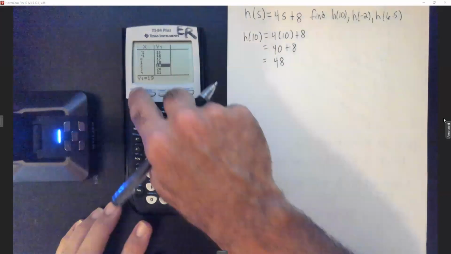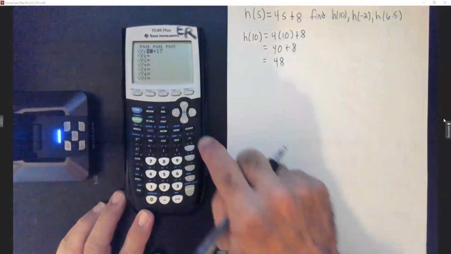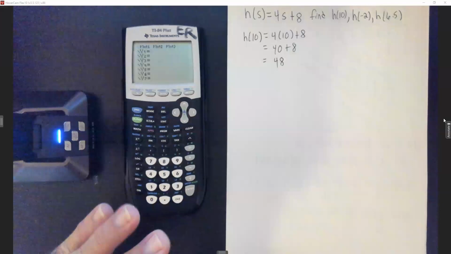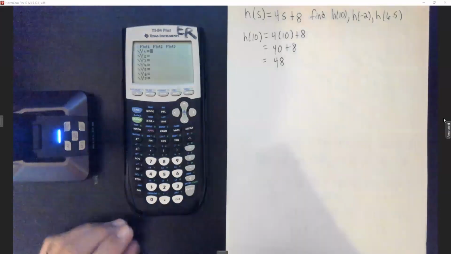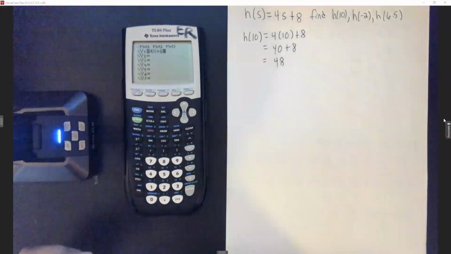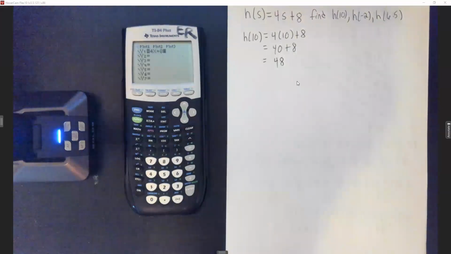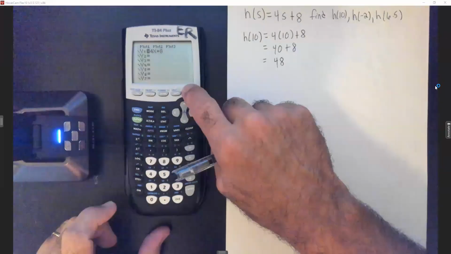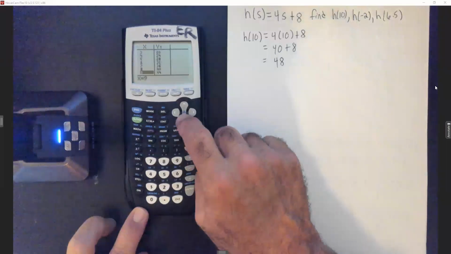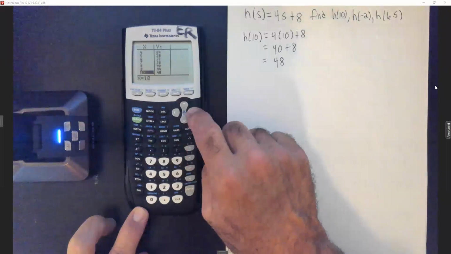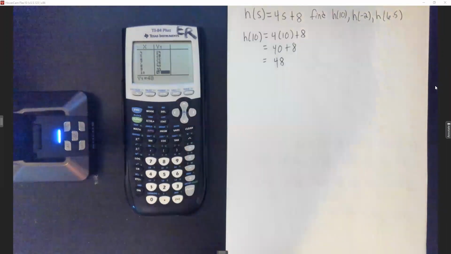But y'all watch this. Now on the calculator, I can't put in the s's in graphing. So I'm going to put in 4x plus 8. I'll just use the x as my variable on the calculator. Now watch this. When I go to second table, find h of 10 down here. So at h of 10, I get a y value of 48.